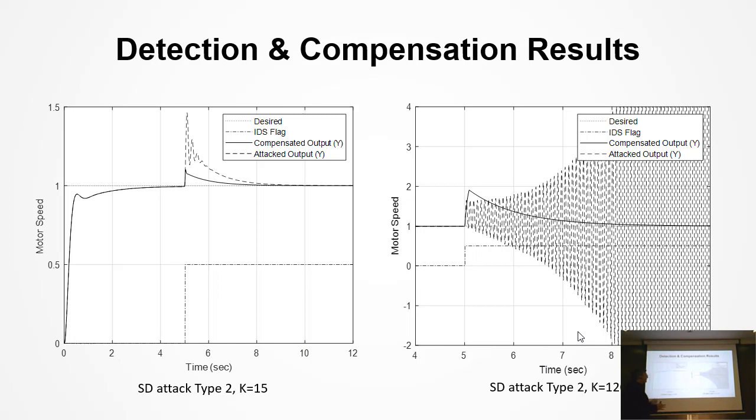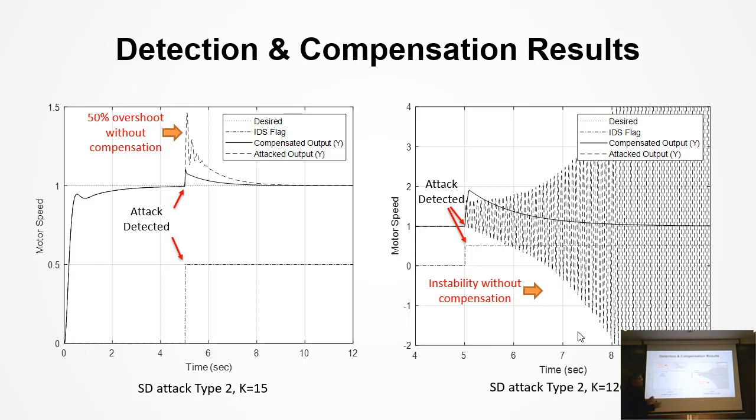These are the results for the first attack scenario, in which the attacker tries to create an overshoot. In the left one, the attacker strength was 15. If there was no detection and compensation system in place, the attacker could increase the overshoot as much as 50%. In the second one, it was even more severe, with a high gain of 120. The system would become unstable, but this is not a covert attack. Okay.